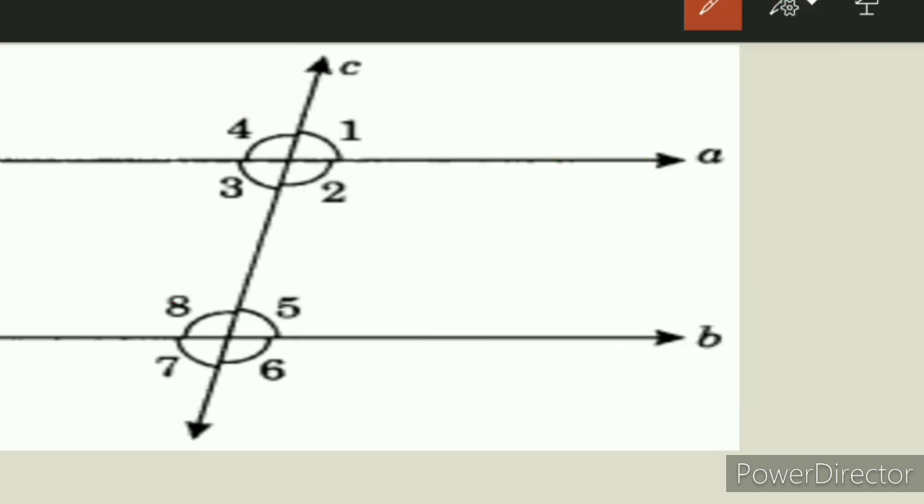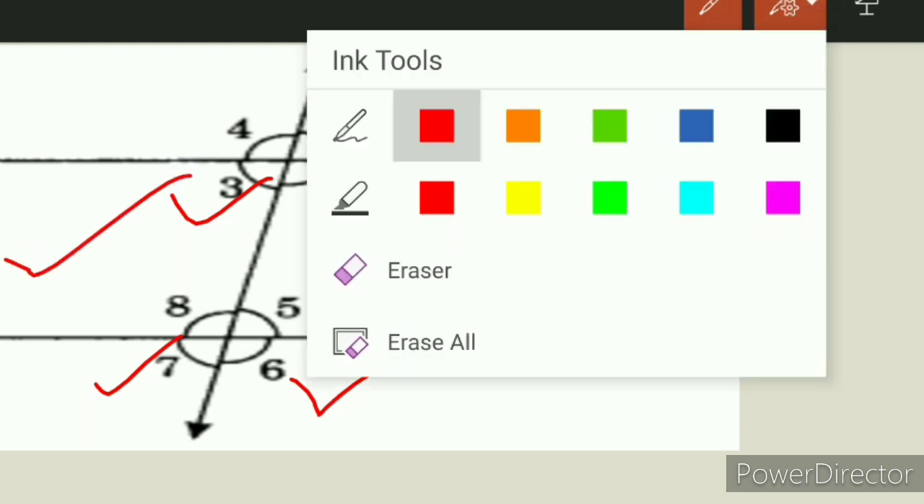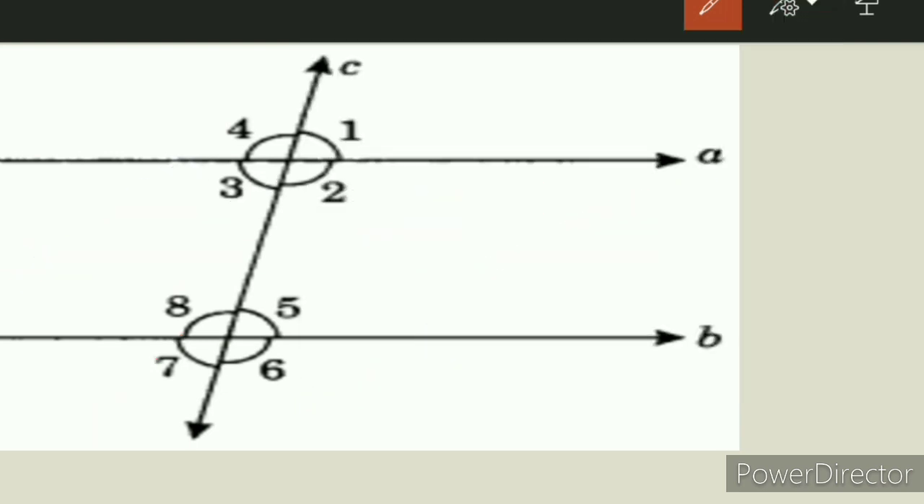Got it? Similarly, below the parallel lines, 2 and 6, 3 and 7. Right hand side one pair, left hand side another pair. Totally 4 pairs of corresponding angles are there. Corresponding angles are equal is the property of these angles.